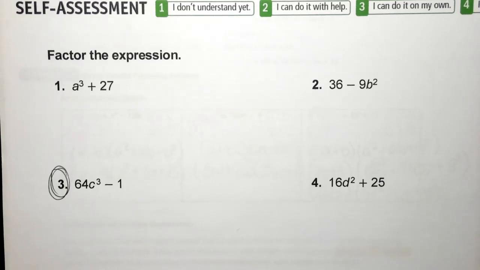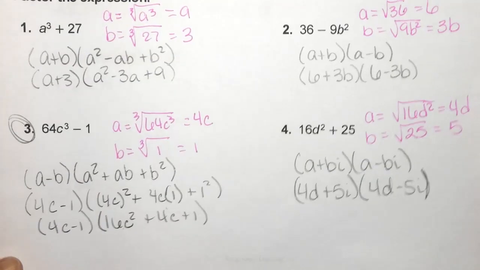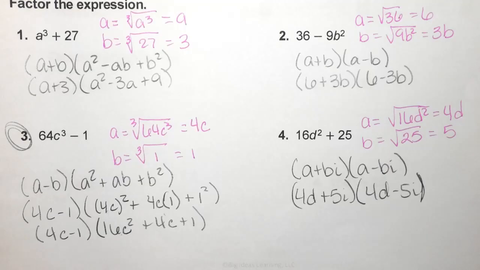Okay, if you didn't pause the video yet, please pause it. All right, so I went ahead and worked them all out, and I showed how I found the A and B values, and then I wrote down which pattern I used. If you have a question about one of these, like maybe you did it differently and you don't understand what you did wrong, put a star by it in your journal. Ask about it when you come to class.